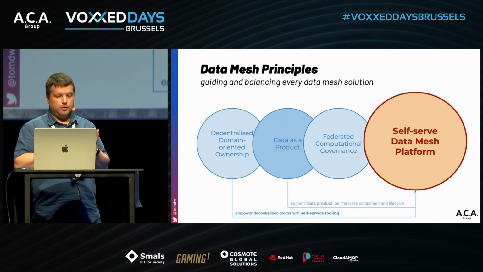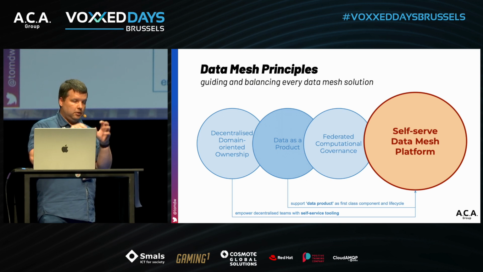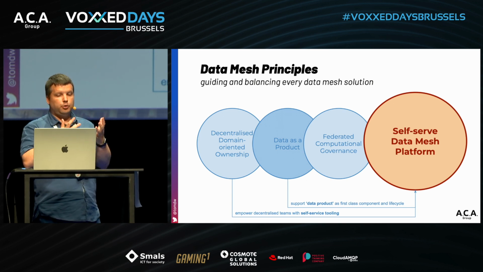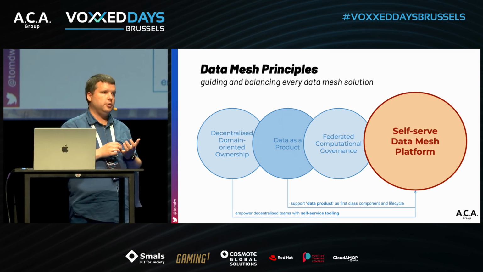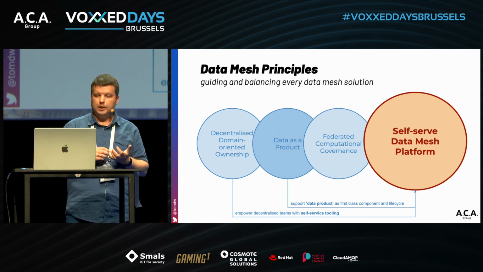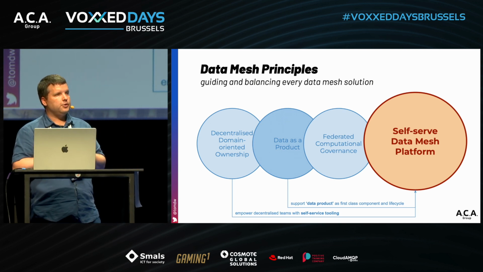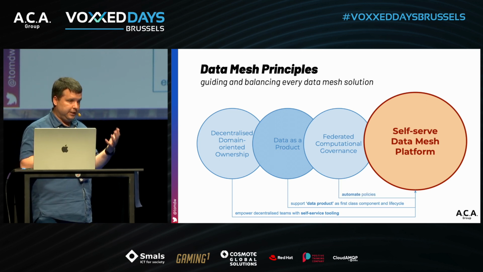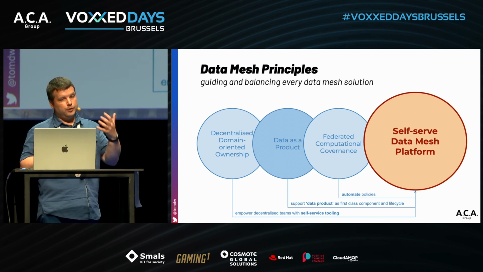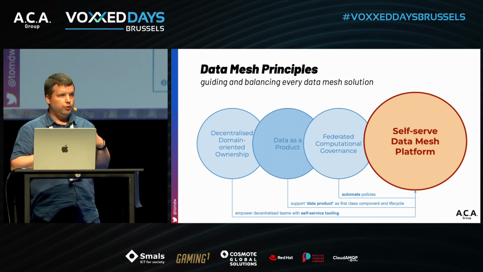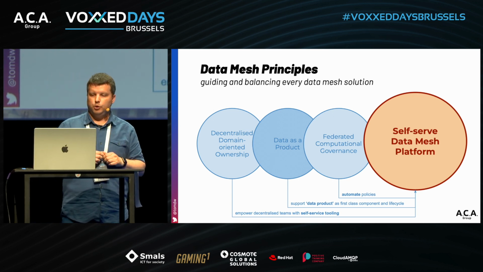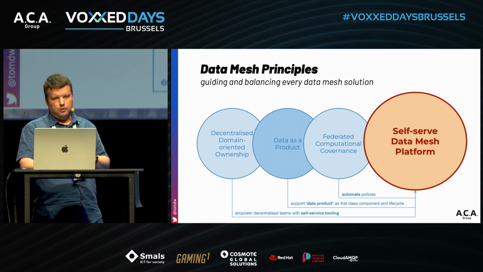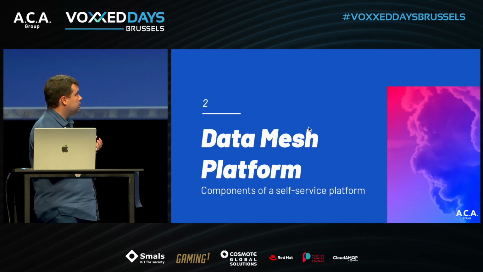Data as a product means that the component of a data product really has to be a first-class abstraction, a first-class component in that platform, and that platform has to support the life cycle of that data product. And concerning data governance, when there are policies decided upon, we want the platform to automate them as much as possible. So that is a quick intro to data mesh.